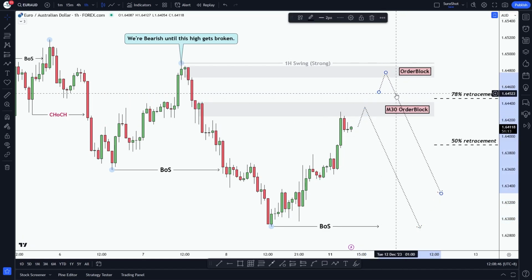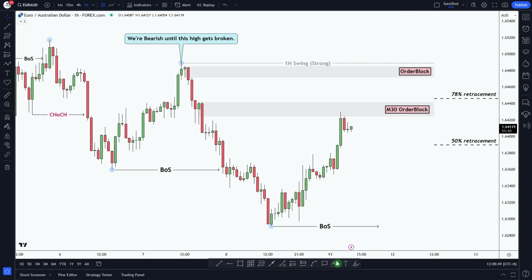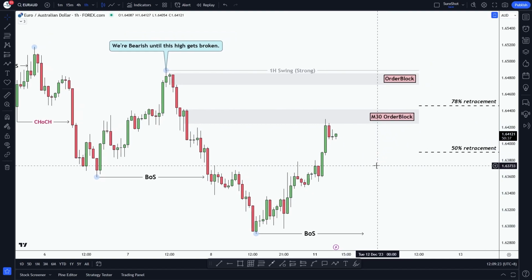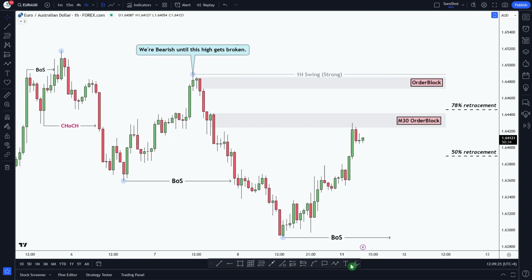We don't know. That's why we want to see a confirmation on lower time frames. Let's say we want to see a change of character on a lower time frame like the 15-minute or 5-minute time frame from these order block zones, and afterwards we'll enter the market from the zone that broke the market structure on the lower time frame.